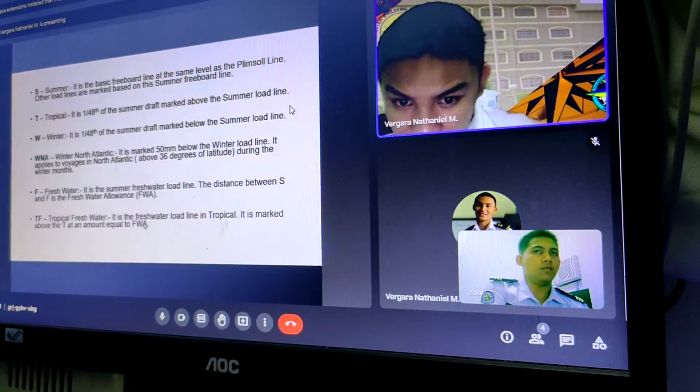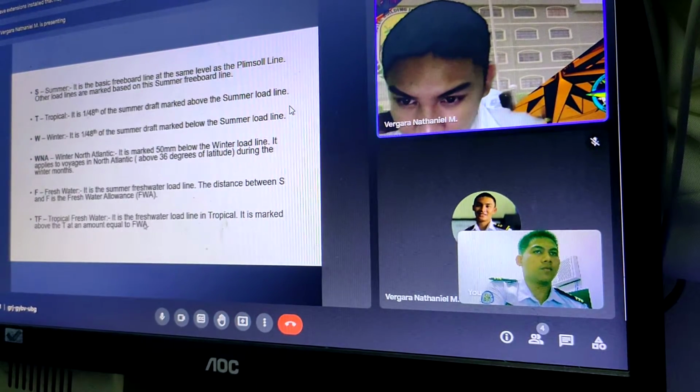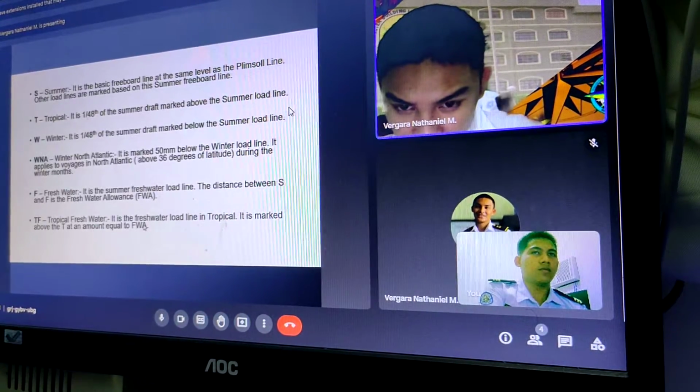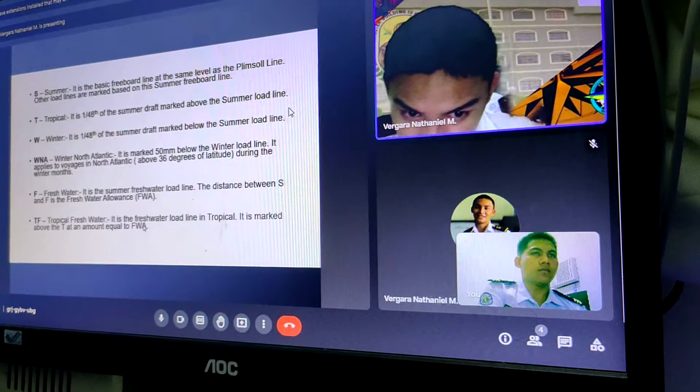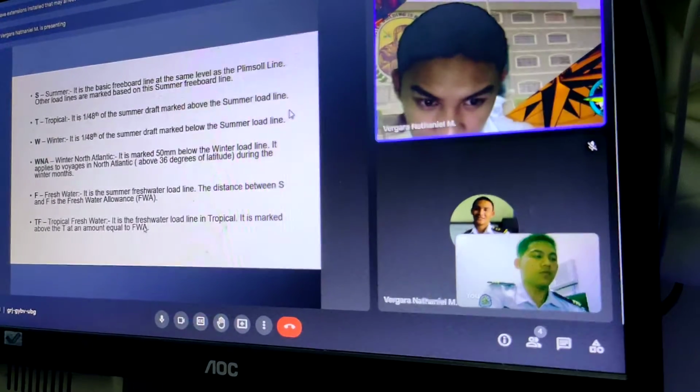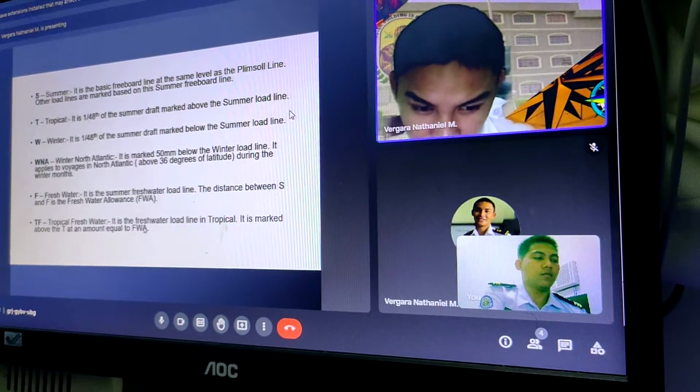F, freshwater. It is the summer freshwater load line. The distance between S and F is the freshwater allowance, FWA. TF, tropical freshwater. It is the freshwater load line in the tropics. It is marked above the T by an amount equal to FWA.